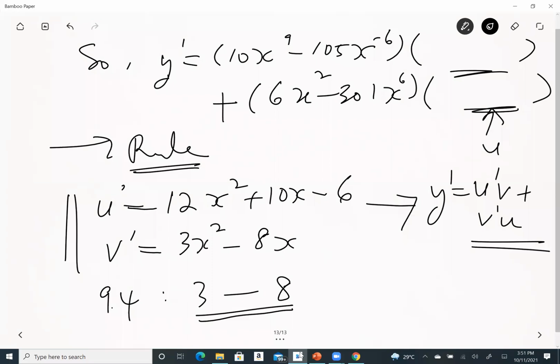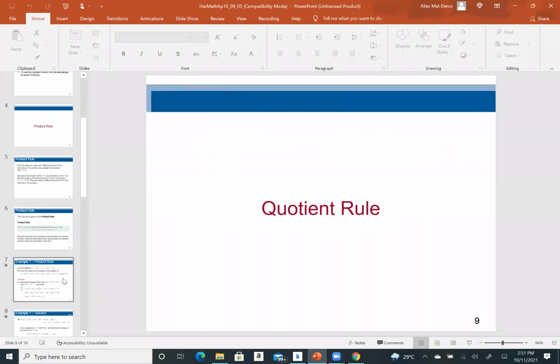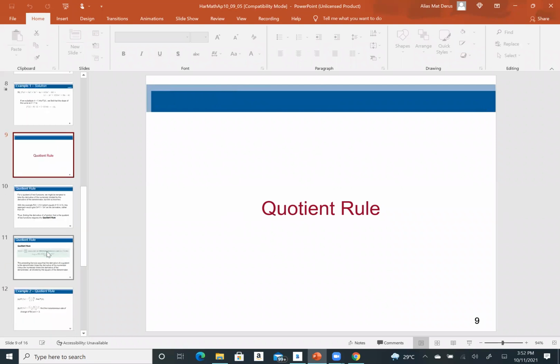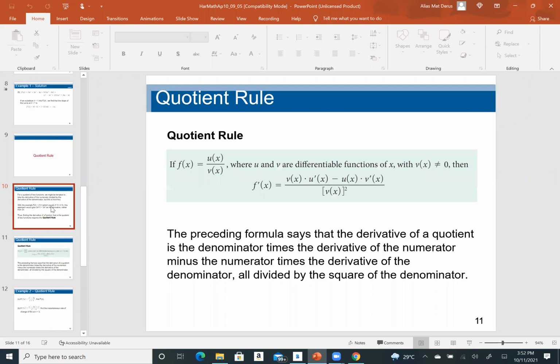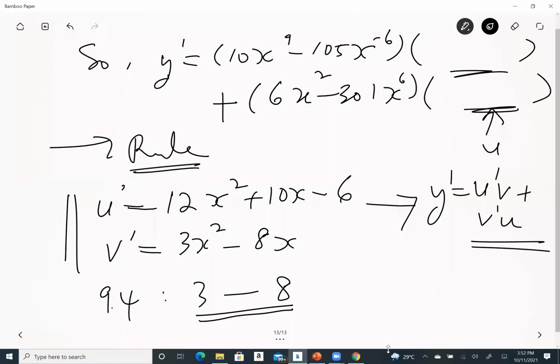Okay. Now we move on to the second rule. Now our second rule is what we call the quotient rule. So here we have division of 2 terms. Okay, 2 terms in x, or 2 functions in x. So an example is something like this. Say, for example, we have y equal to 2 terms that are divided by each other.